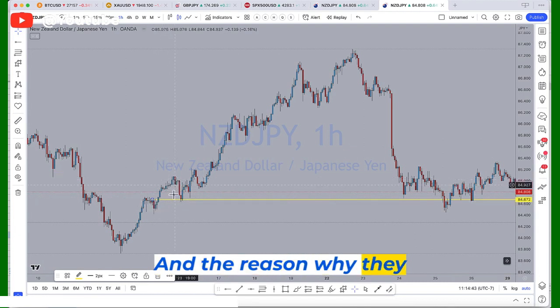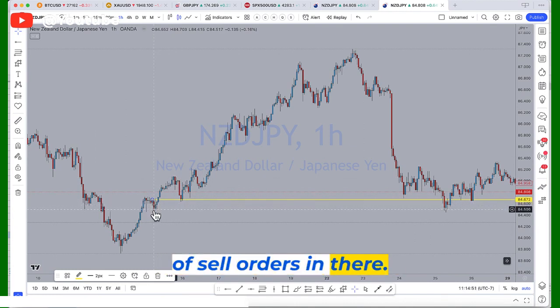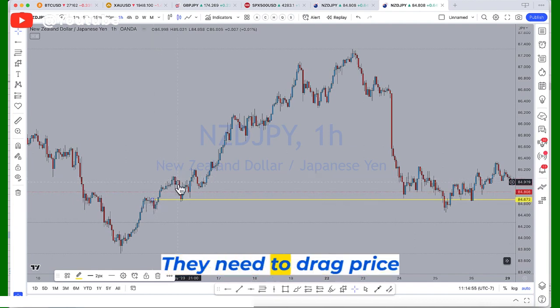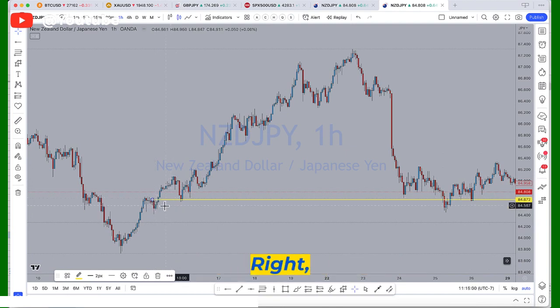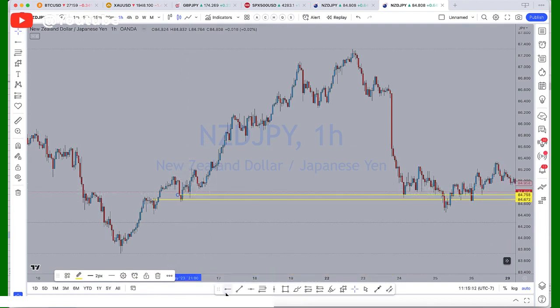The reason they do that is they have to do what we call mitigate. In order to push price down from this candle, they had to put a bunch of sell orders in there. So when price goes this way, they're in drawdown on that candle. They need to drag price back down so they can get out of those orders, mitigate the orders, as we call it. You can see, boom, it did that. Again, explosion, and this was kind of a mini explosion, and it came back and hit that candle.